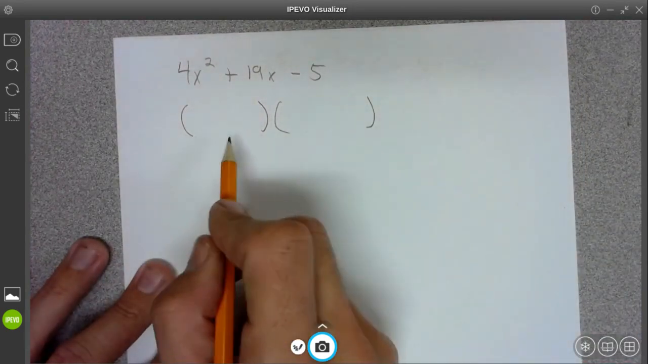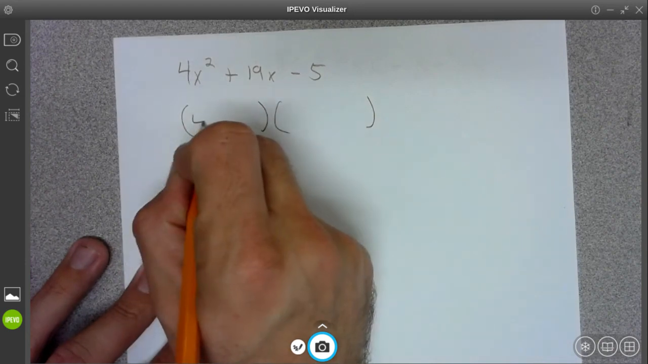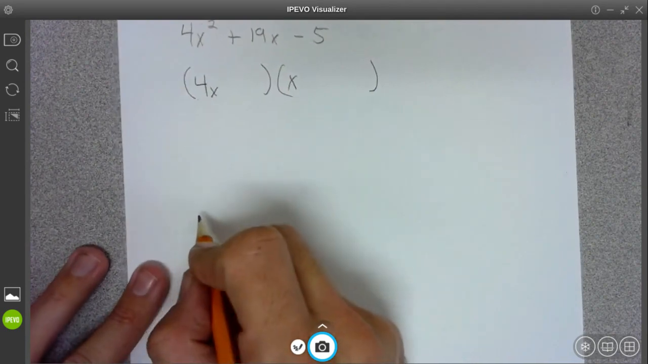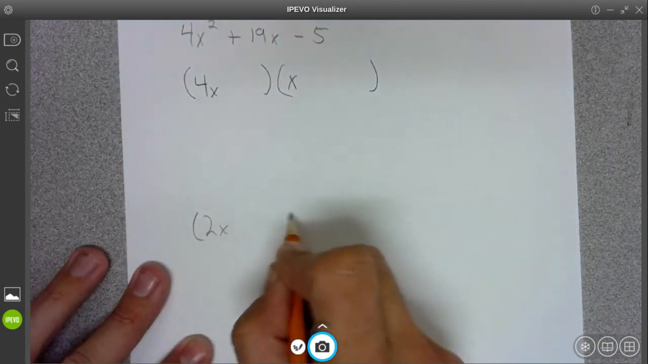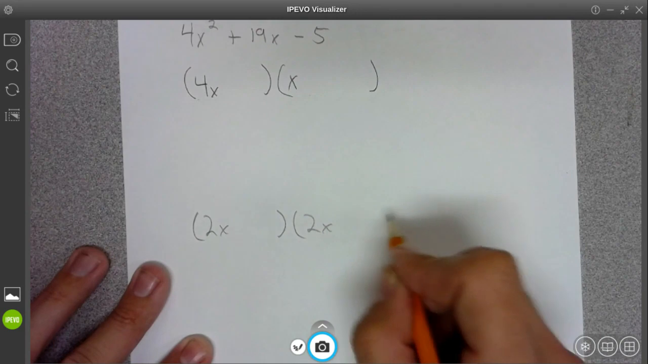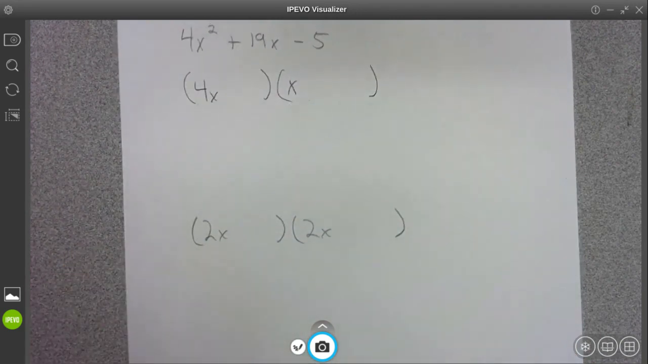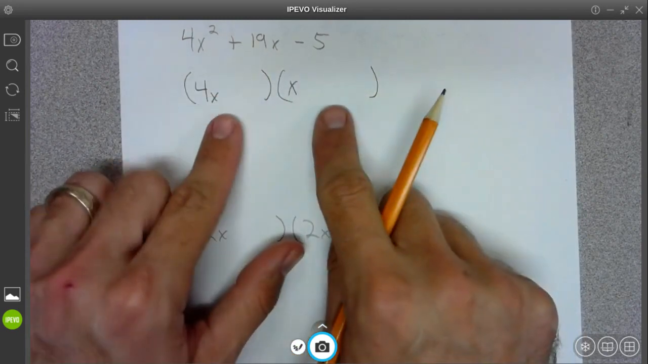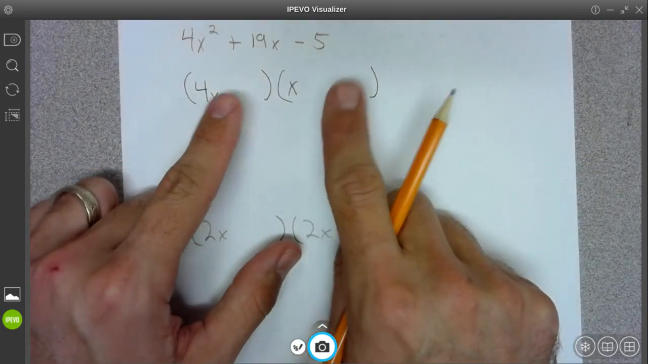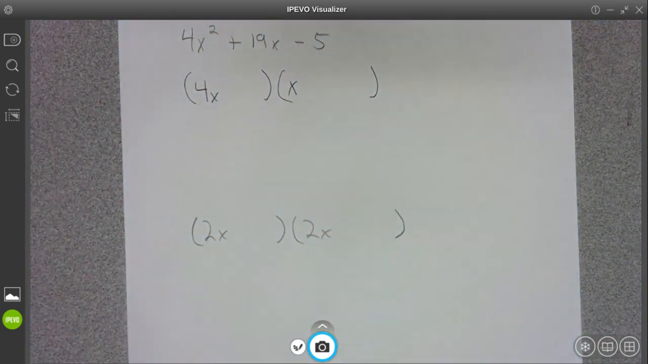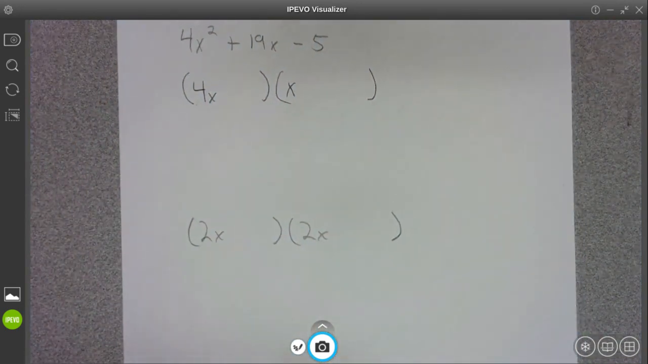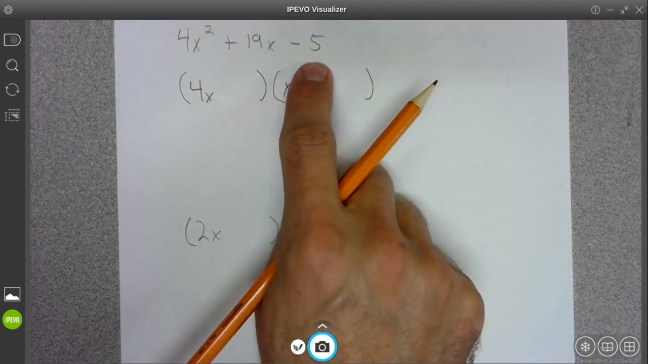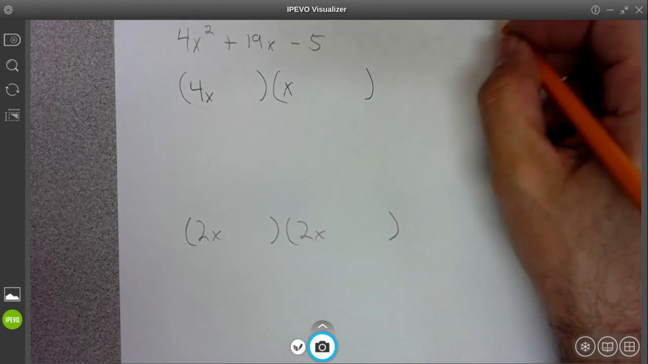So these first two are going to have to multiply to 4x squared. So it could be a 4x and a 1x, or it could be a 2x and a 2x. Now, because they're different signs, one's positive, one's negative, the order is definitely going to matter. So we're going to have to try a couple of things here. The good news is that it's a 5, so there's only one way to multiply and get 5.